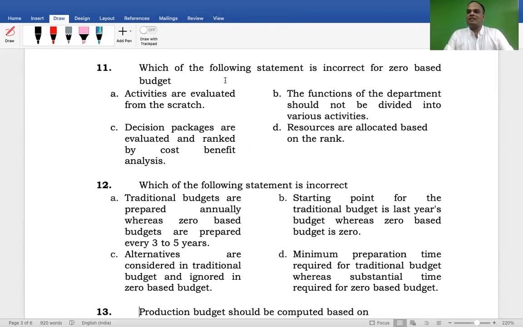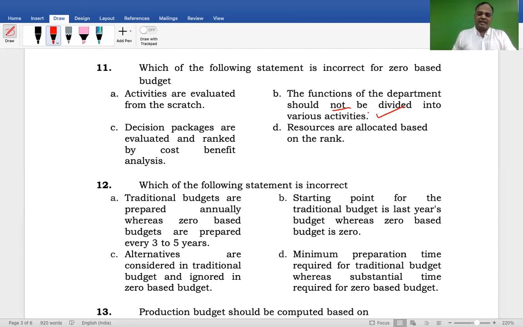Which of the following statements is incorrect for zero-based budget? A. Activities are evaluated from the scratch. B. The functions of department should not be divided into various activities. C. Division packages are evaluated and ranked by cost benefit analysis. D. Resources are allocated based on the rank. Which one is not correct? B. So not divided, they said. Right? They will divide. Good. B is the correct answer.